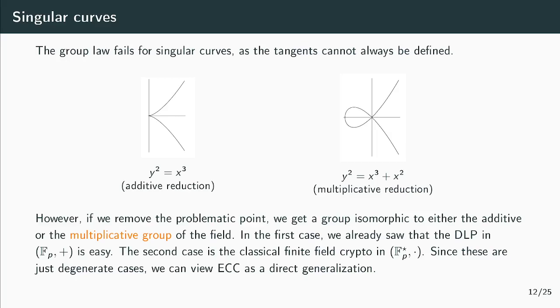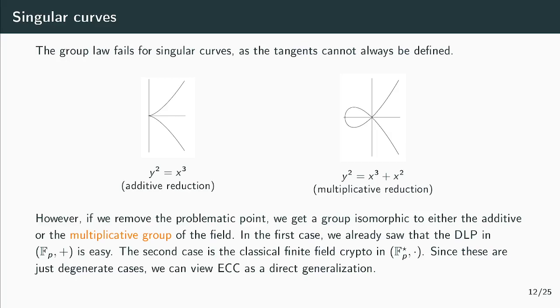Anyway, from the cryptographic perspective, we already saw that the DLP in the additive group is easy. In the multiplicative case, well, this is the classical finite field crypto, for which we already know sub-exponential attacks. That's basically why we can view ECC as a direct generalization of these cryptosystems. We sometimes talk about additive and multiplicative reduction. In any case, singular curves are just not good for cryptography.